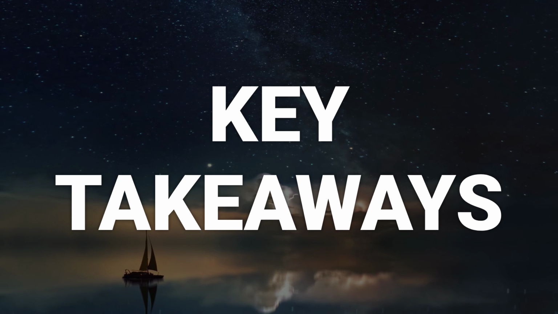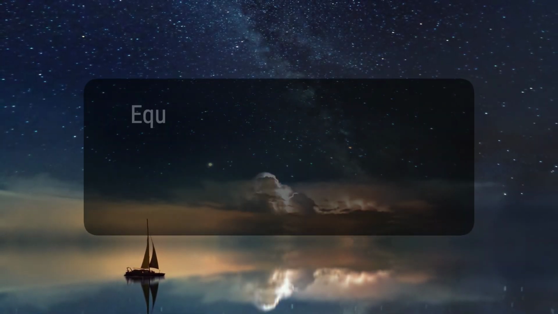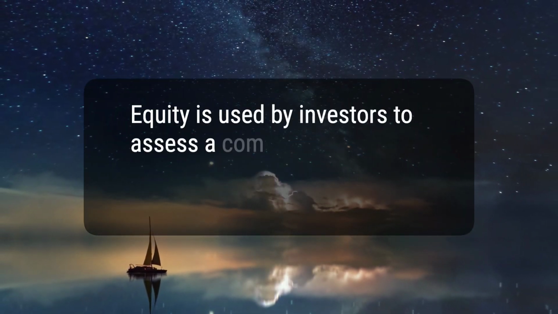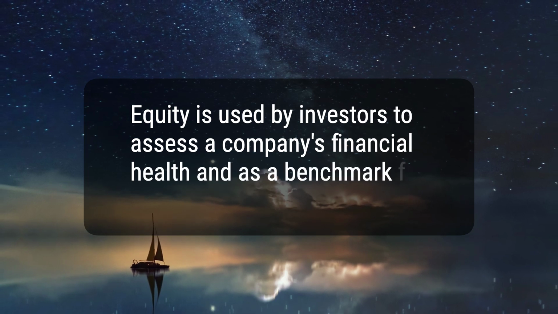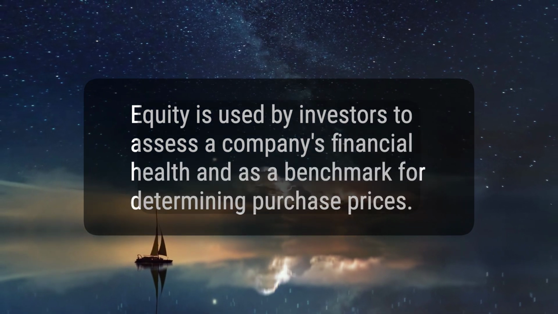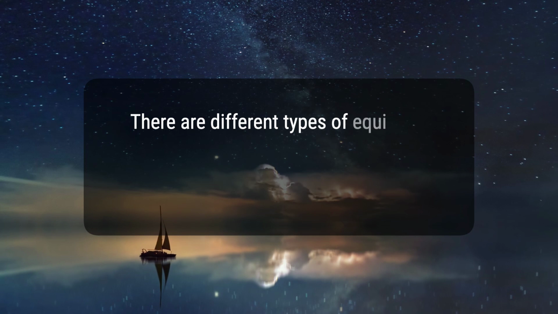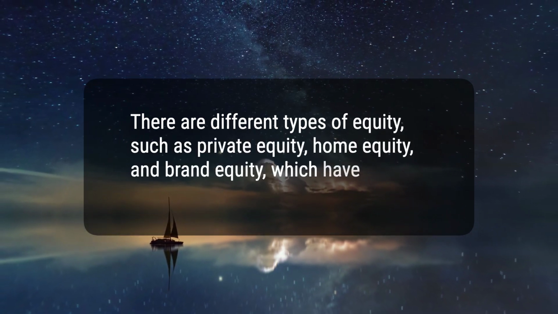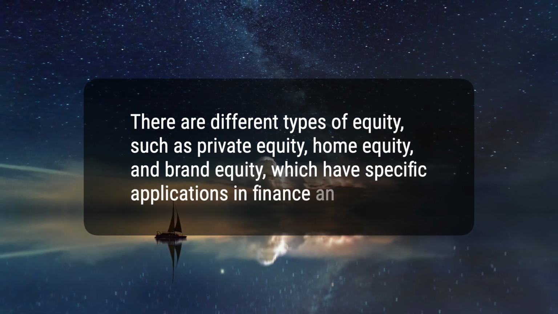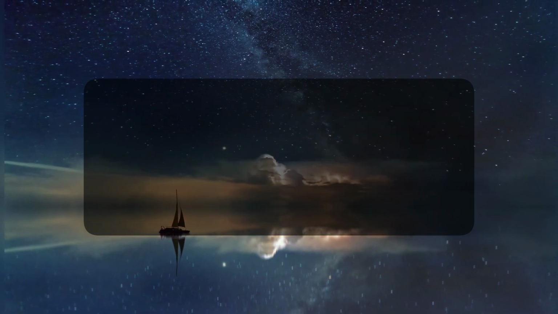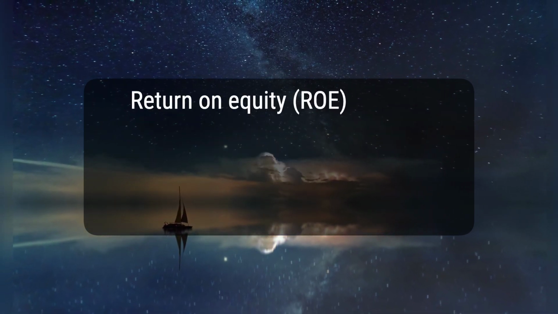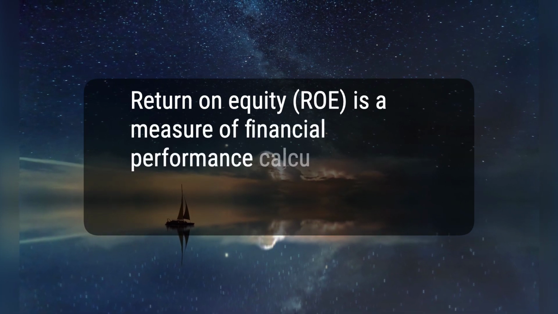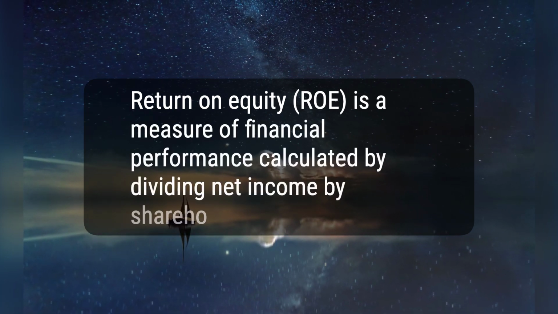Here are 3 key takeaways. 1. Equity is used by investors to assess a company's financial health and as a benchmark for determining purchase prices. 2. There are different types of equity, such as private equity, home equity, and brand equity, which have specific applications in finance and investing. 3. Return on equity, ROE, is a measure of financial performance calculated by dividing net income by shareholder equity.